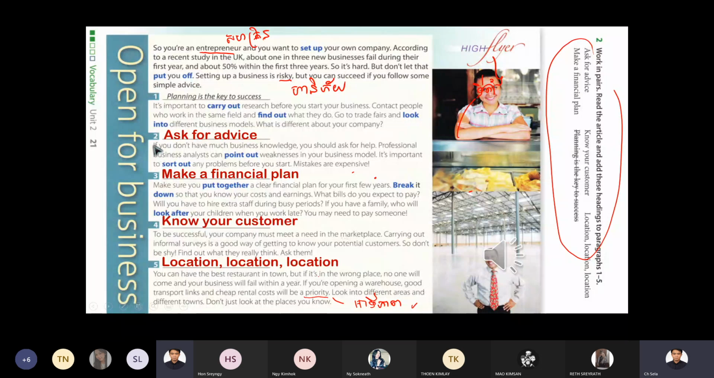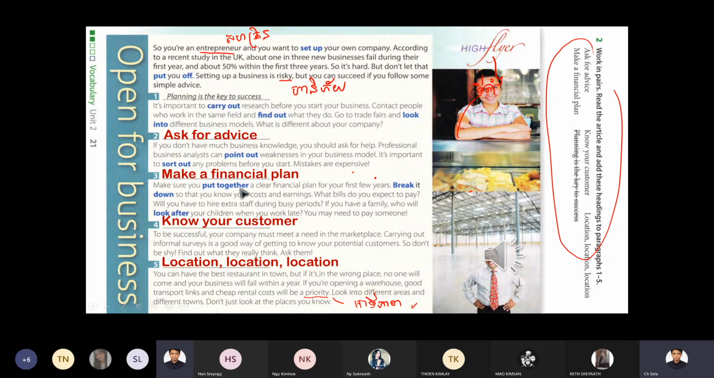Number two, ask for advice. If you don't have much business knowledge, you should ask for help. Professional business analysts can point out weaknesses in your business model. It's important to sort out any problems before you start. Mistakes are expensive.